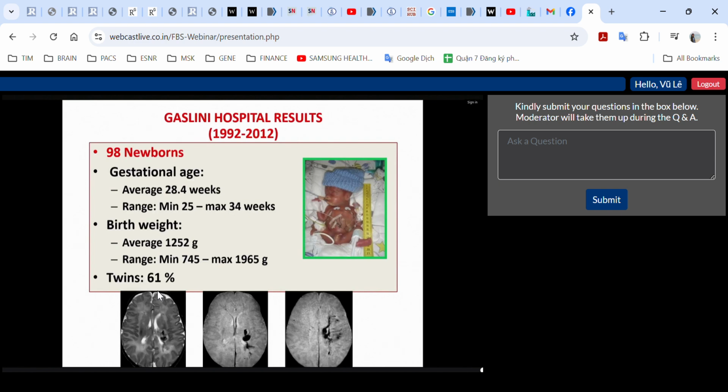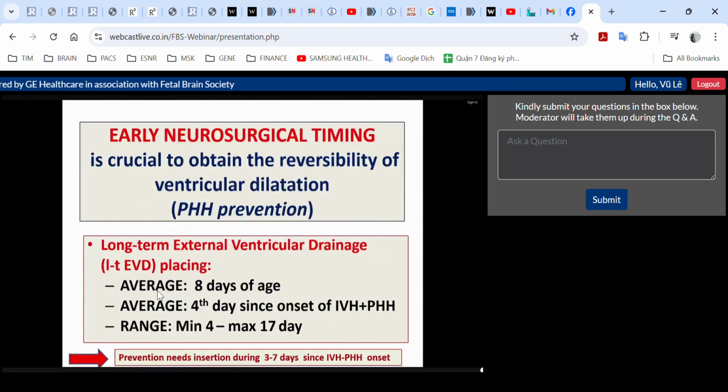There are about 100 patients of a low weight and with gestational age not exceeding 35 weeks. In 61% of cases, they are with births. It was important for us to get control of hydrocephalus immediately and to insert the external ventricular drainage as early as possible, from 2 to 7 days from the onset of hydrocephalus, on average around the 8th day of life.